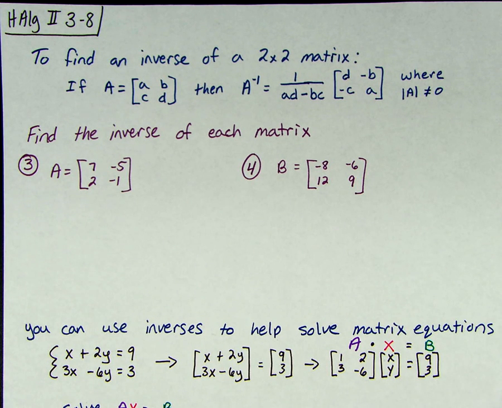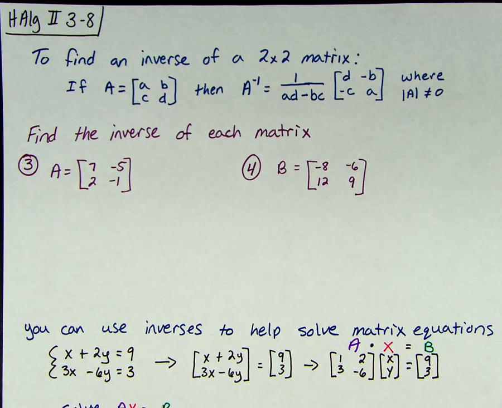So to find the inverse of a matrix, we're going to start by finding the determinant. Now, because we're taking 1 divided by the determinant, if we get 0 for the determinant, we can't find the inverse. So once that happens, we would write not possible.